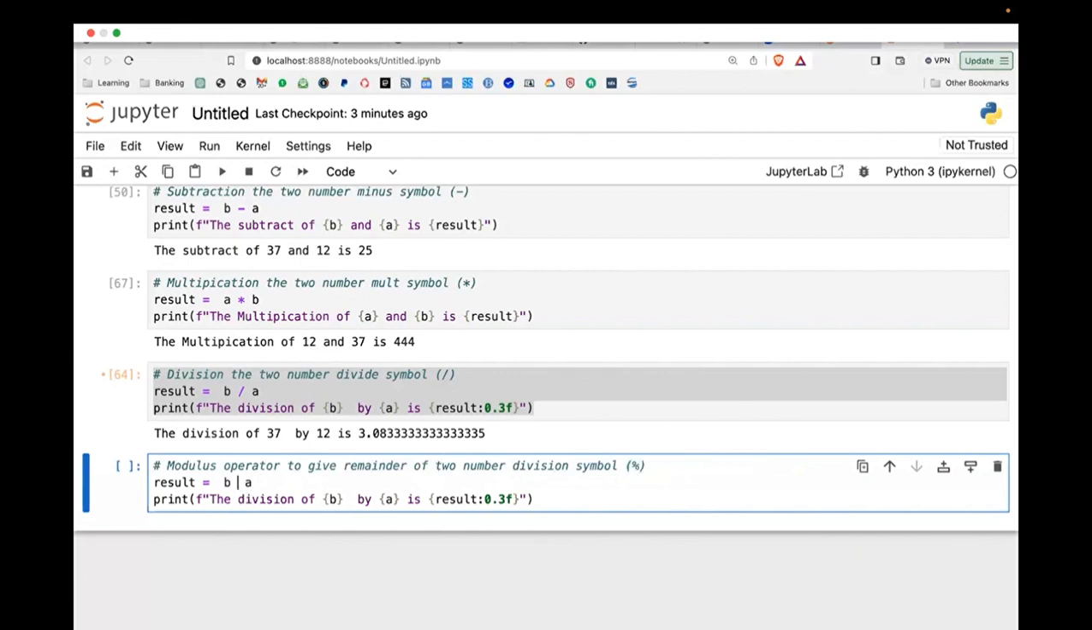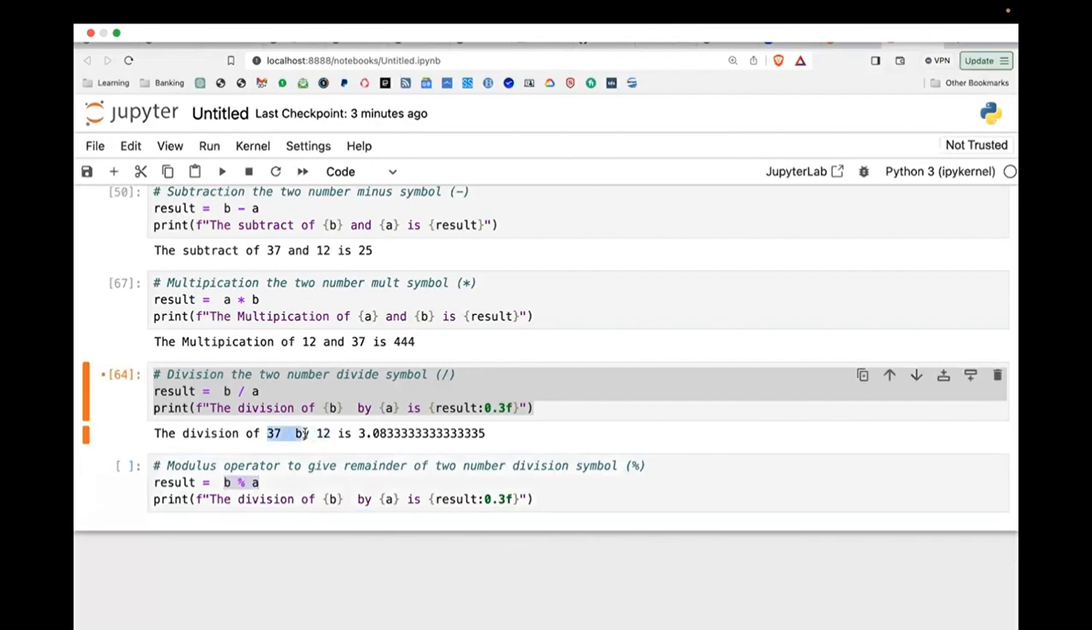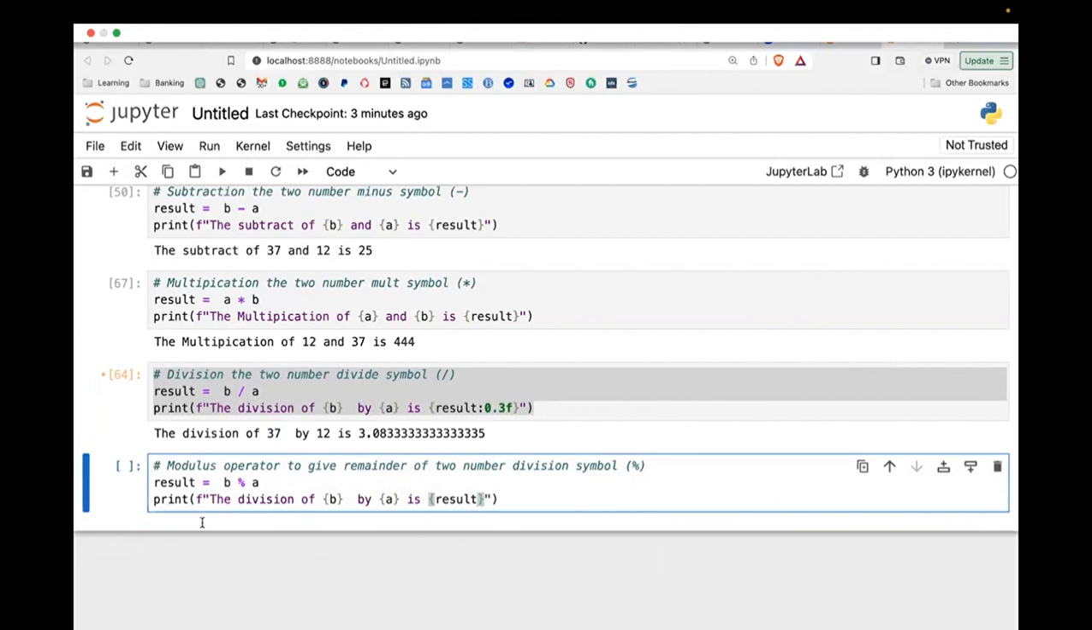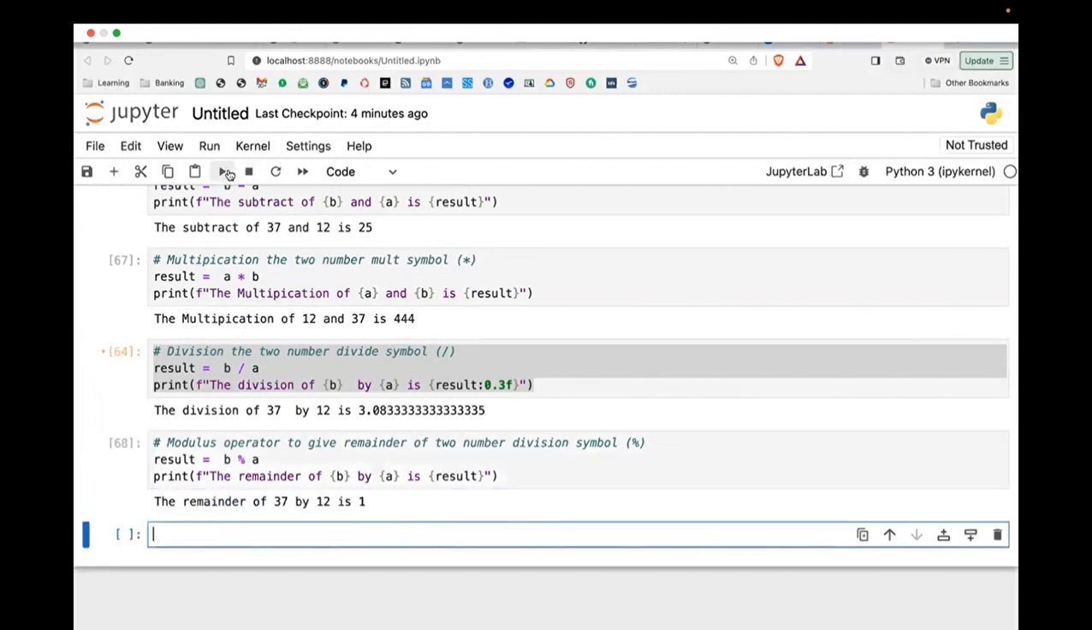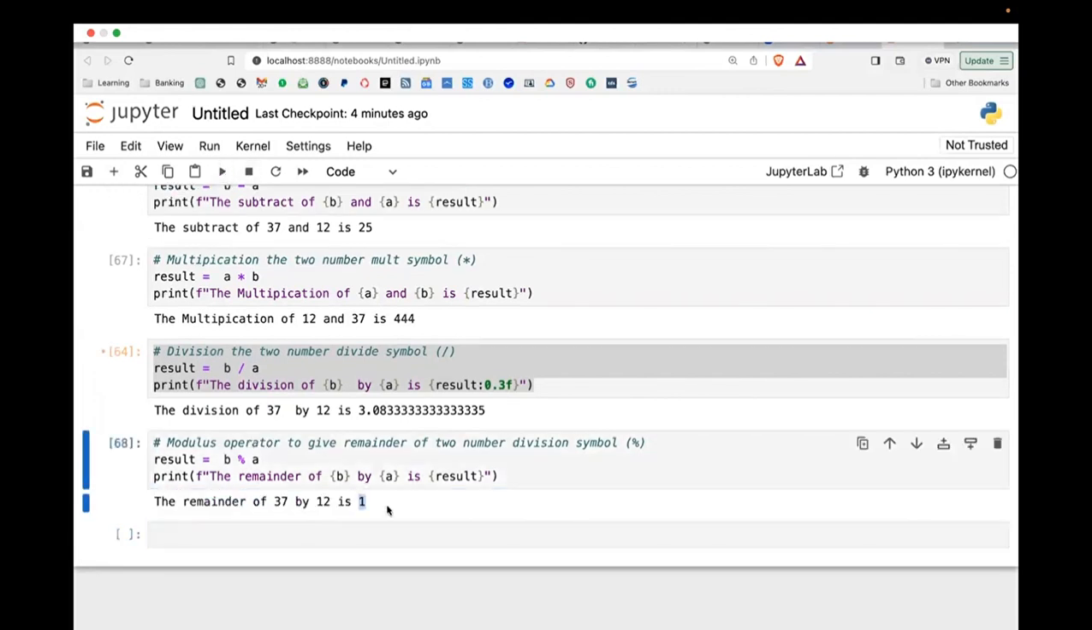So if you are giving b by a, 12 threes are 36, you already know. So what would be the remainder? The remainder would be 1 only. You can see it here. The remainder value is 1. So the modulus operator always gives you the remainder.